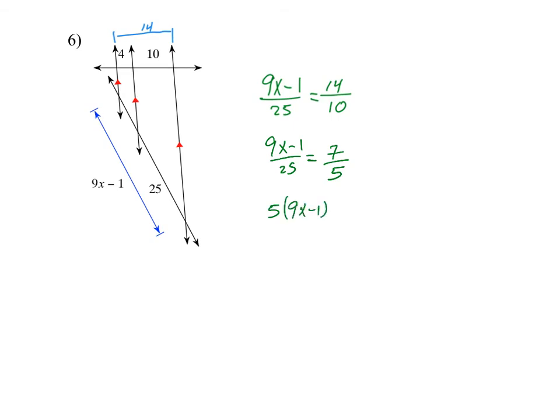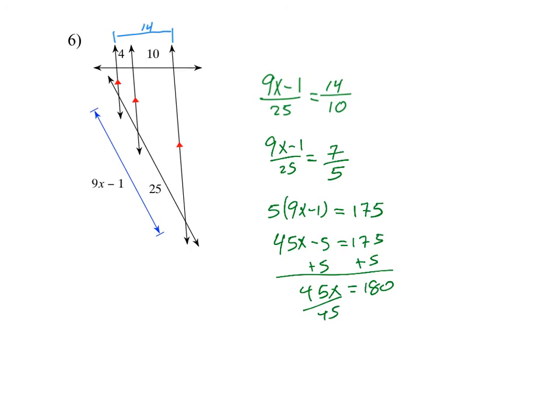So 5 times 9x minus 1 equals 175. Okay, 45x minus 5 equals 175. So plus 5, 45x equals 180. And now I'm just going to divide by 45. That means that x equals 4.